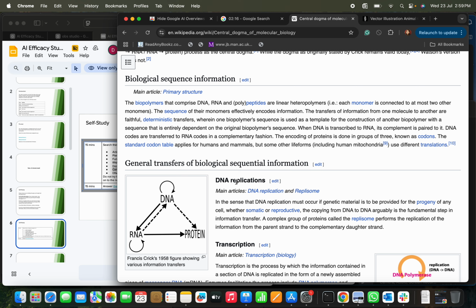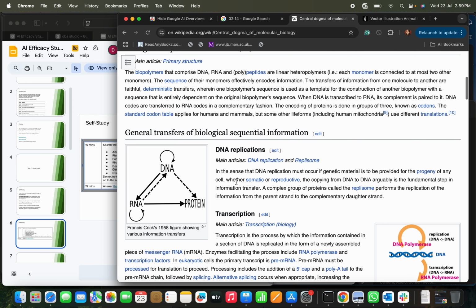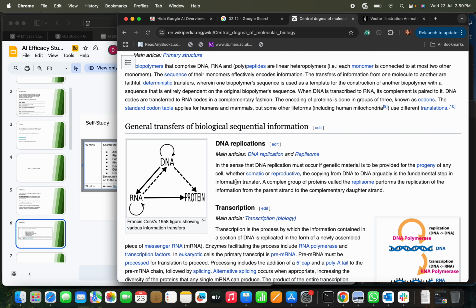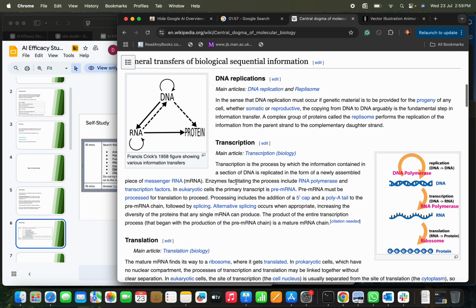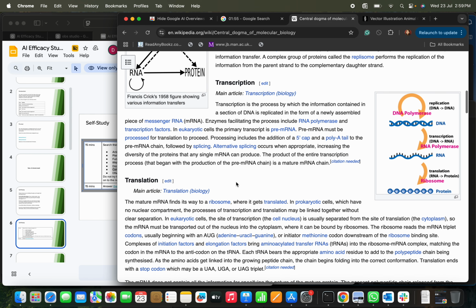In the sense that DNA replication must occur if genetic material is to be provided for the progeny of any cell, whether somatic or reproductive. The copying from DNA to DNA is arguably the fundamental step. A complex group of proteins called ribosome performs the replication from the parent strand to the complementary daughter strand. Transcription is a process by which the information contained in a section of DNA is replicated in the form of a newly assembled piece of messenger RNA.